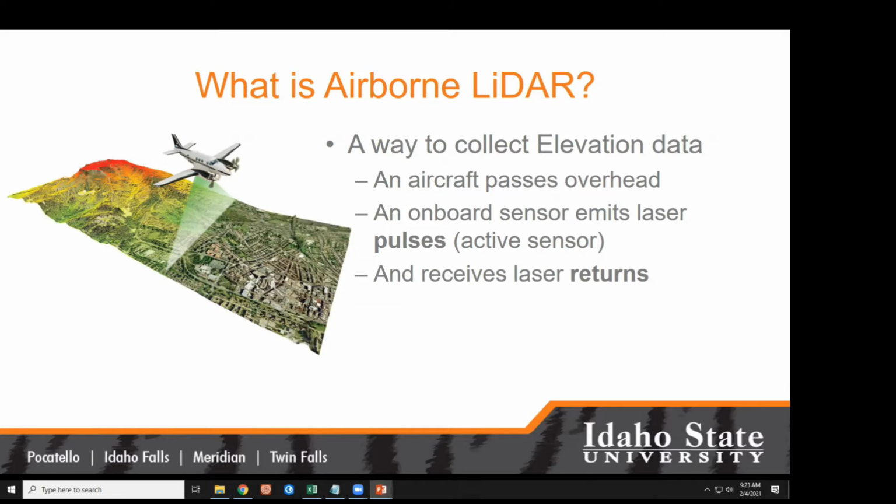In effect, an aircraft passes overhead, and an onboard sensor emits a laser pulse. So it's therefore an active sensor, in contrast to a passive sensor like the Landsat satellite, Sentinel satellites, and so on and so forth. They simply record the light that is reflected off of the Earth's surface. An active sensor, like LiDAR, sends out the energy source, laser in this case, and then receives laser returns. It listens for a return on the signal that it just sent out.